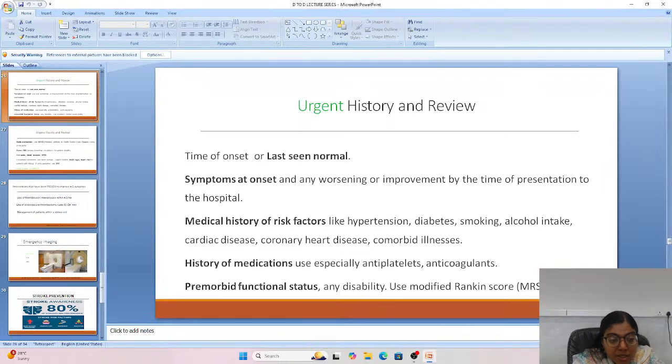And we need to ask about the medical history of risk factors like hypertension, diabetes, smoking, alcohol intake, cardiac diseases, coronary artery disease, comorbid illness, and also the medication history like antiplatelets, anticoagulants, and premorbid functional status, like what was the mRS before presenting to the hospital, how the patient was functioning before the stroke.